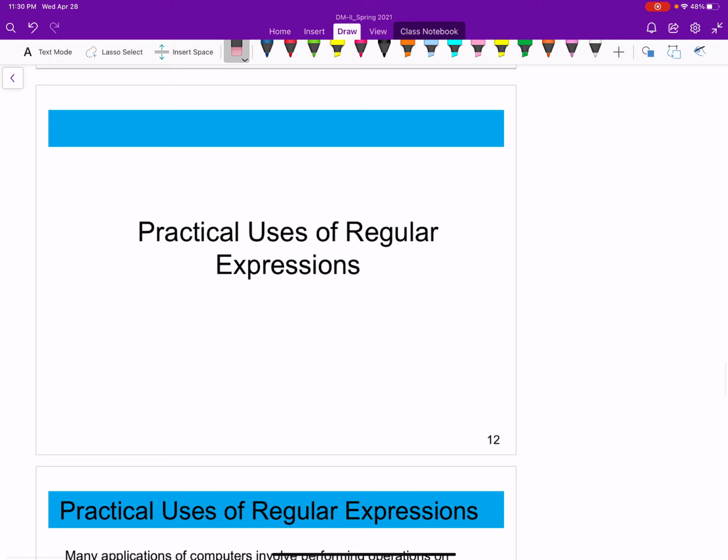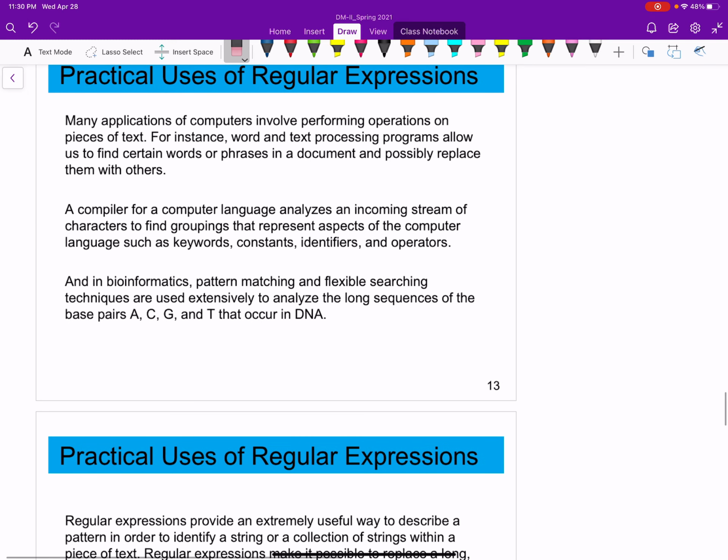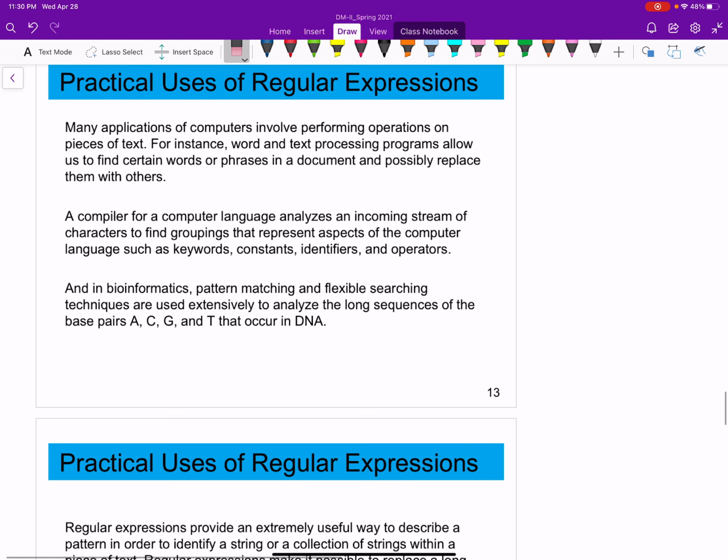Now in the next slide we are going to talk about the practical use of regular expressions. This part is mostly description, so you can just read and understand. So let me read it for you.